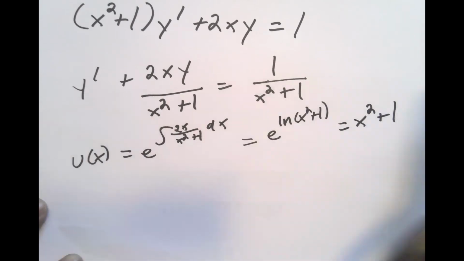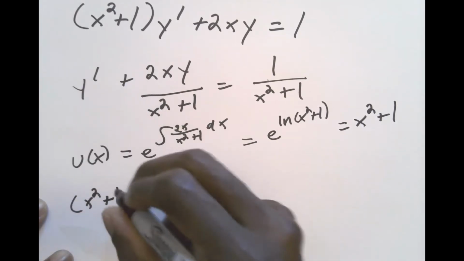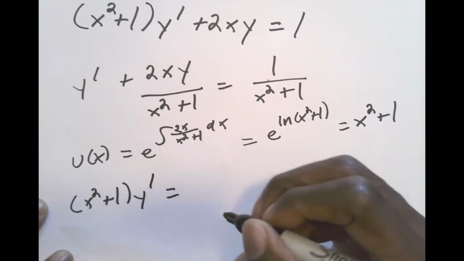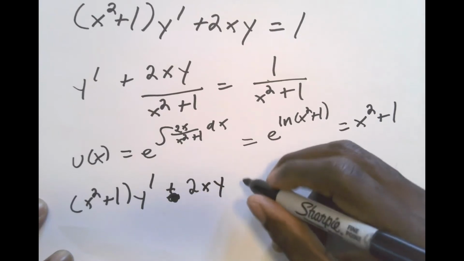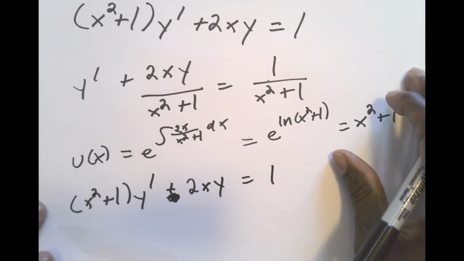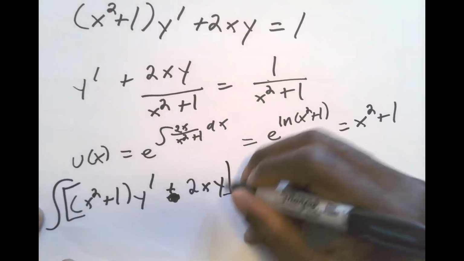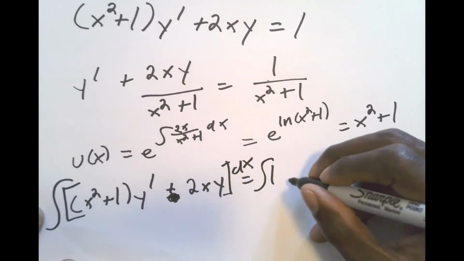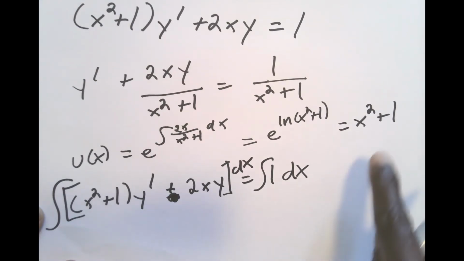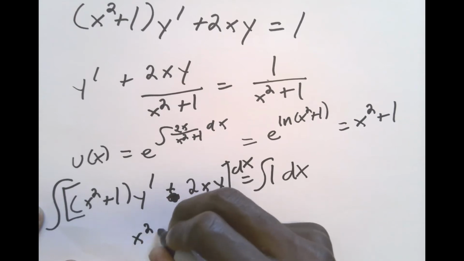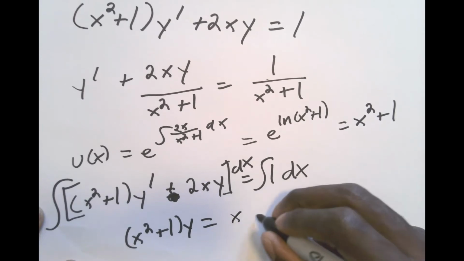So let's go ahead and multiply everything by x squared plus 1. Okay, so that'll give me x squared plus 1 times y prime plus 2xy equals 1. All right, after we multiply by the integrating factor, we'll integrate. And of course, remember this integral is simply going to be u times y. So u was x squared plus 1. So x squared plus 1 times y. Of course, the integral of 1 is x plus some constant.